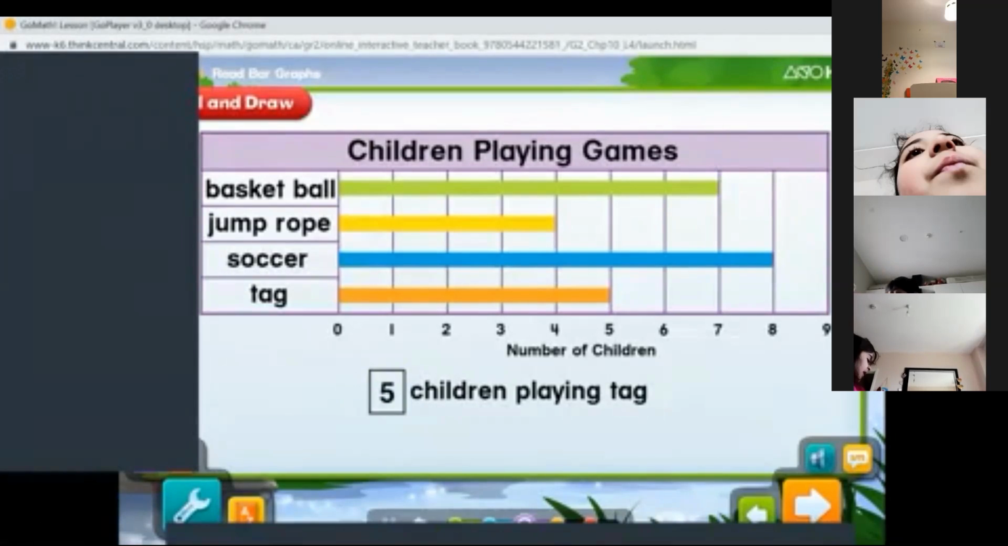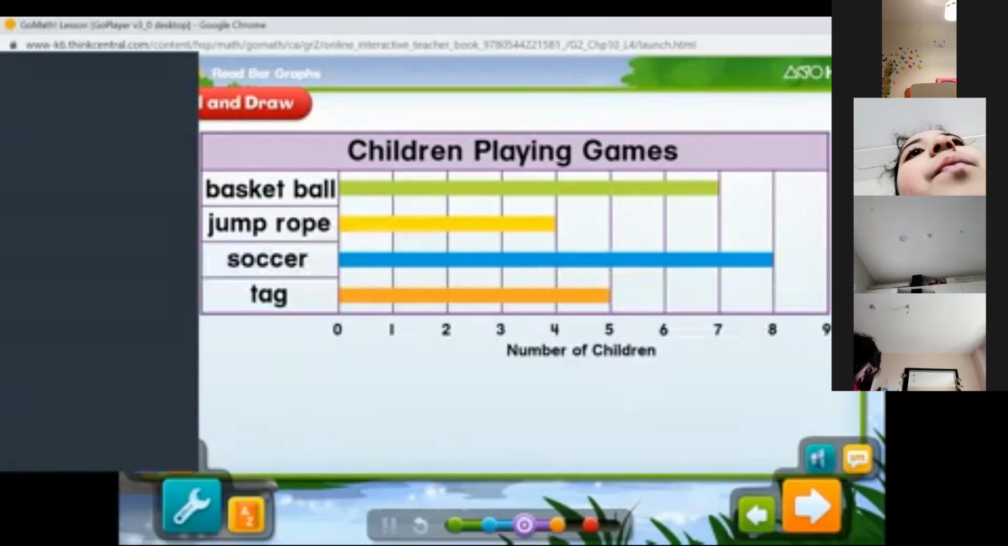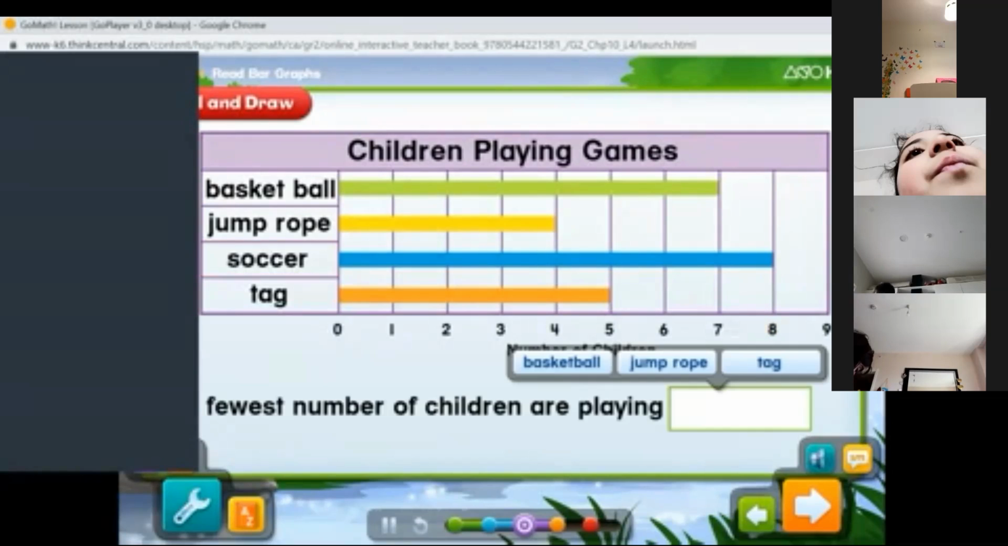Which game are most of the children playing? You can find out by looking at the lengths of the bars. Okay. The bar for soccer is the longest, so the most children are playing soccer. Which game are the fewest children playing?